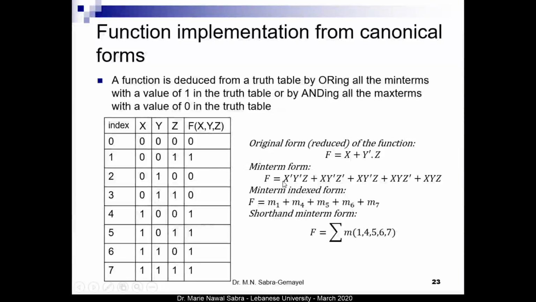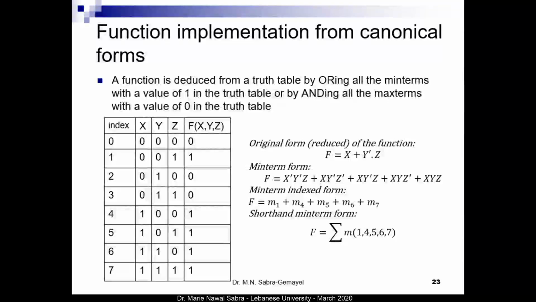The minterm for index 1 is 0, 0, 1, so the corresponding minterm is x prime, y prime, z. I go on adding each one of these terms: x prime y prime z, x y prime z prime, x y prime z, x y z prime, and x y z. This is a long way to represent the minterm form, as we are going to use it more often.